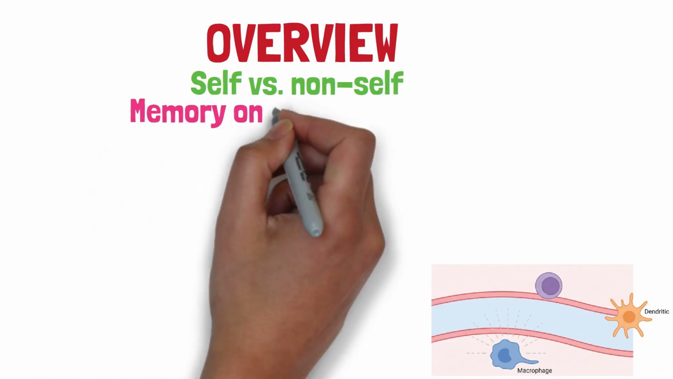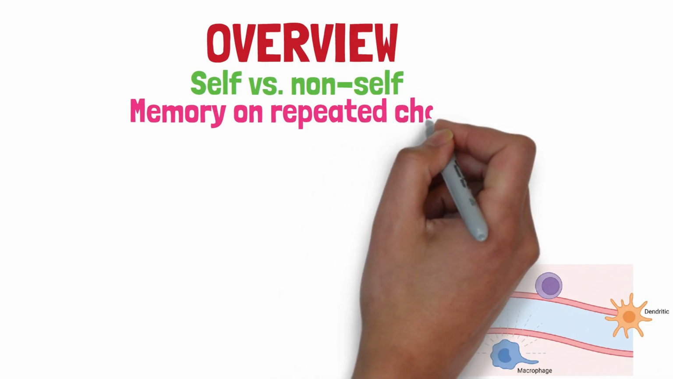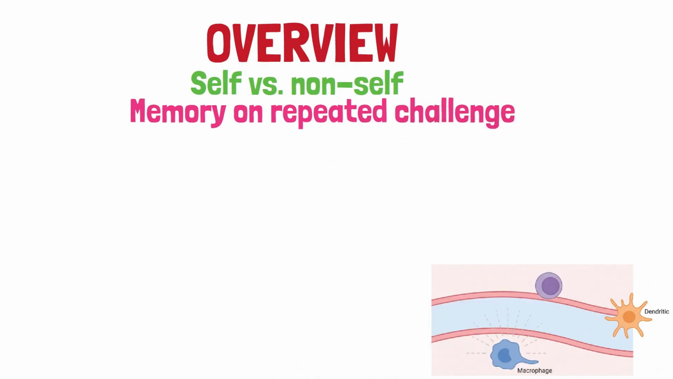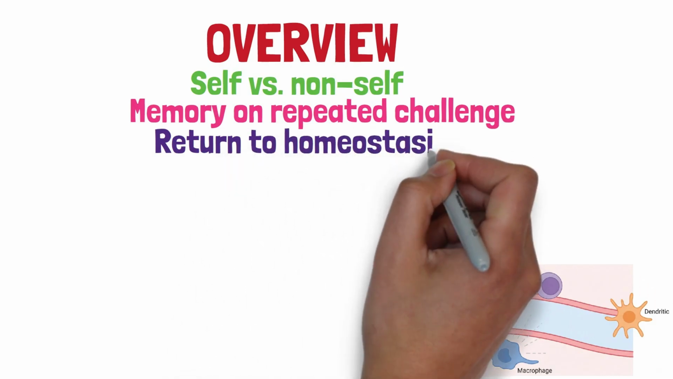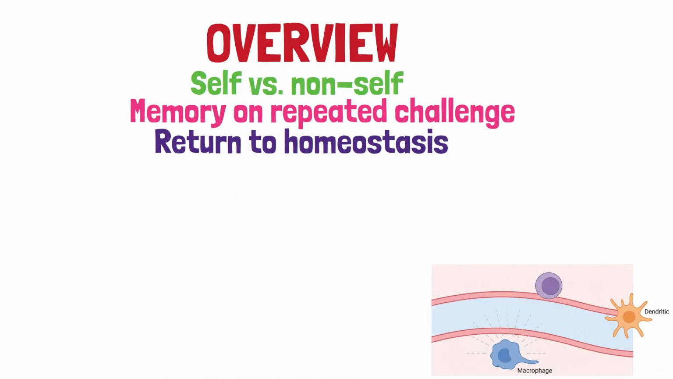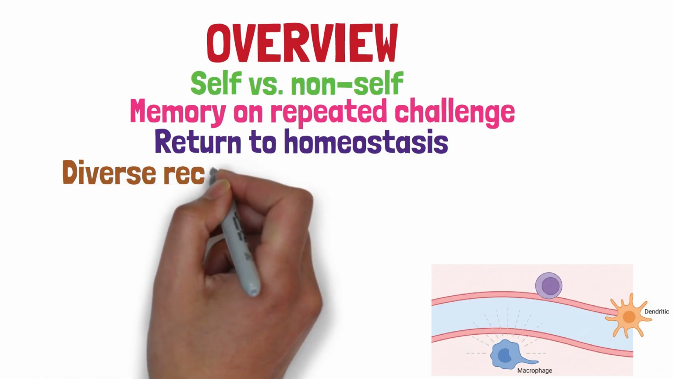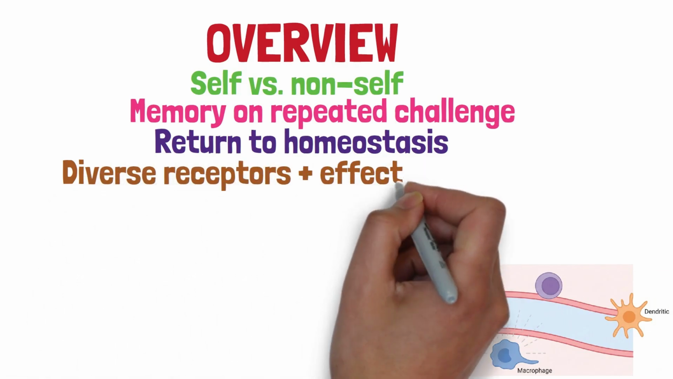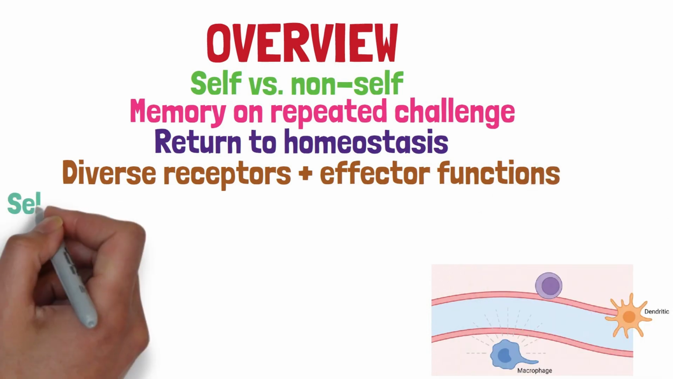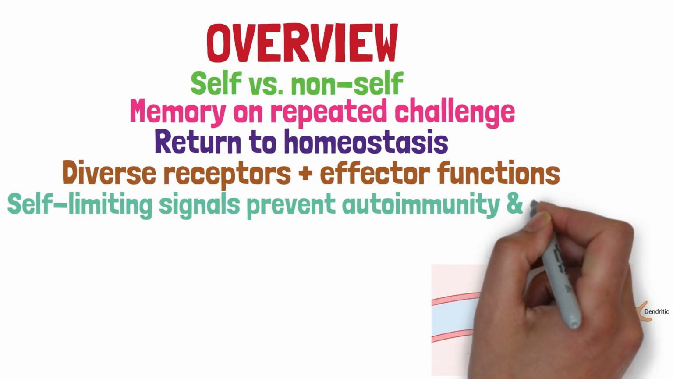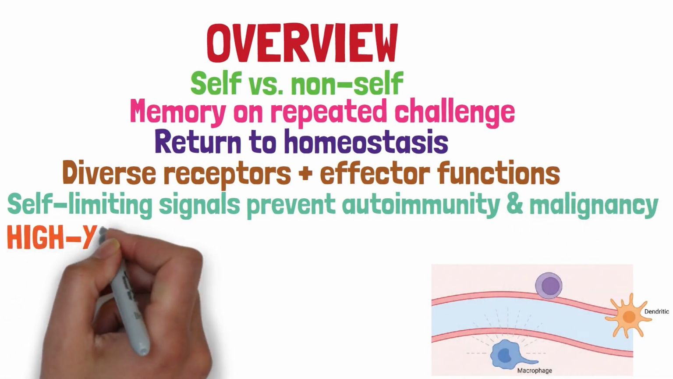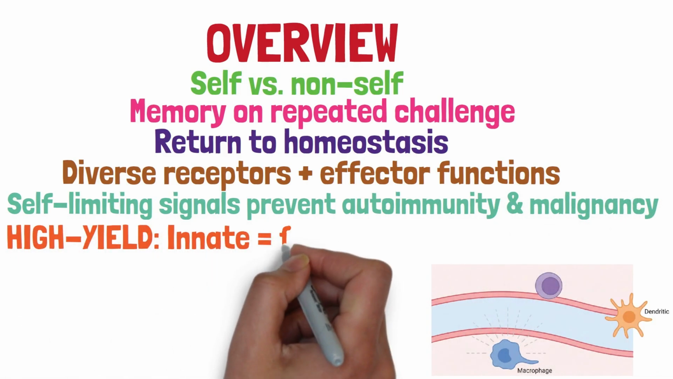The second job is memory, the ability to amplify its response if it sees the same threat again. And the third job is knowing when to stop, returning to homeostasis once the pathogen is cleared, because a system that never shuts off starts attacking its own tissue. All of this runs on diverse receptors and specialized effector functions, held in check by self-limiting signals that prevent autoimmunity and malignancy. And that sets up the single most important distinction in this whole topic.